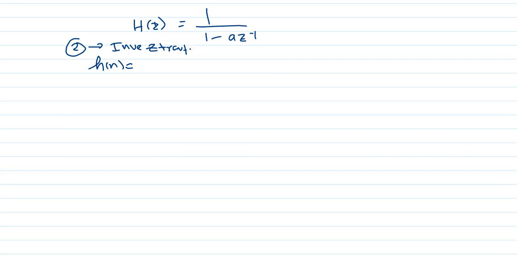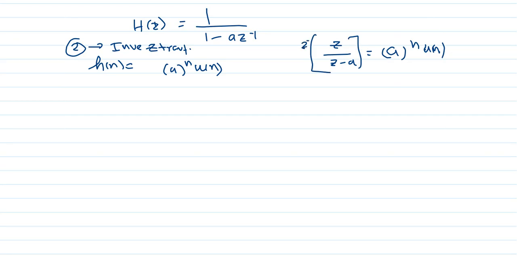H of n is equal to, for this one we can easily say that it is a power n u of n. Okay, for z by z minus a, the inverse is a power n u of n. Okay, so that's standard, we can use it as a formula. Okay, so a power n u of n. I have two methods for you. I'll do first the most common method.